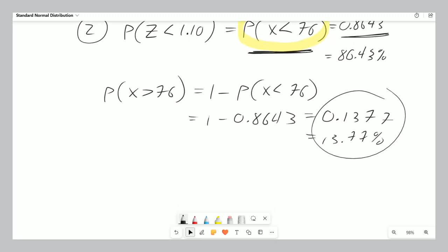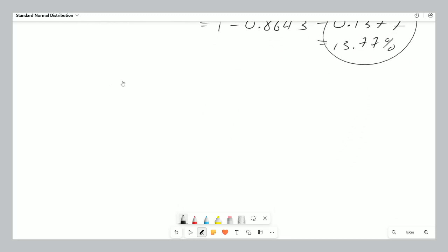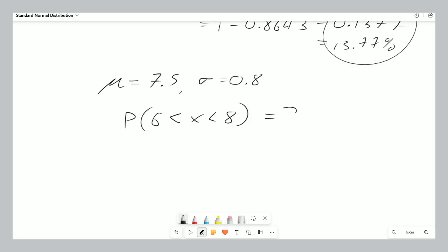So let's do another example. And let's change our numbers. Let's say we're looking at hours of sleep. Let's say you study some population and the mean value is 7.5 and the standard deviation is 0.8. And we want to know what's the probability that someone gets between 6 and 8 hours of sleep. So we're not looking for the probability of being above a value or below a value. We're looking for the probability of being between two values.